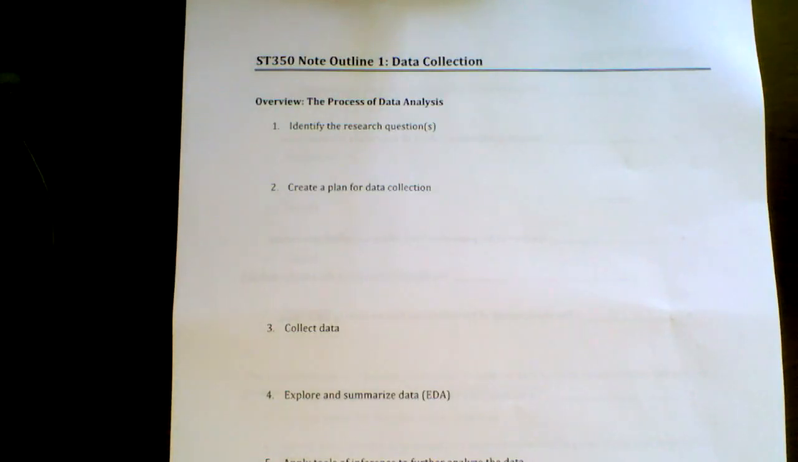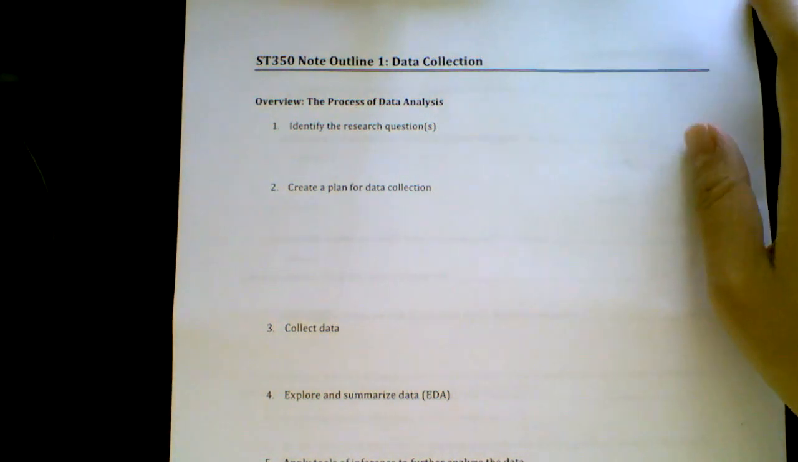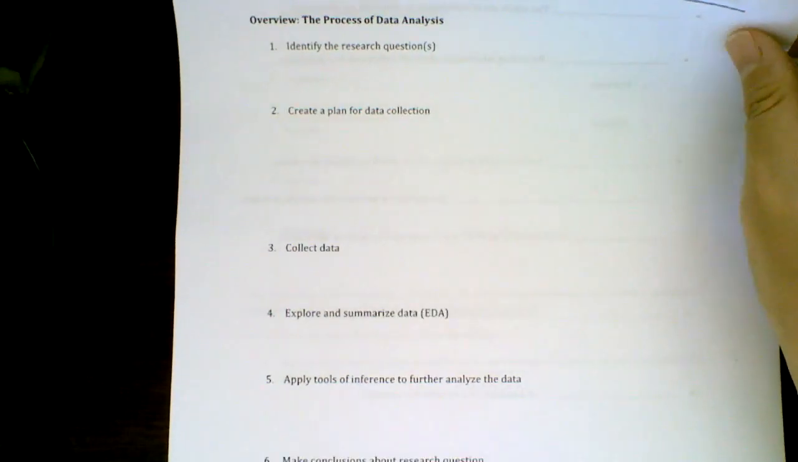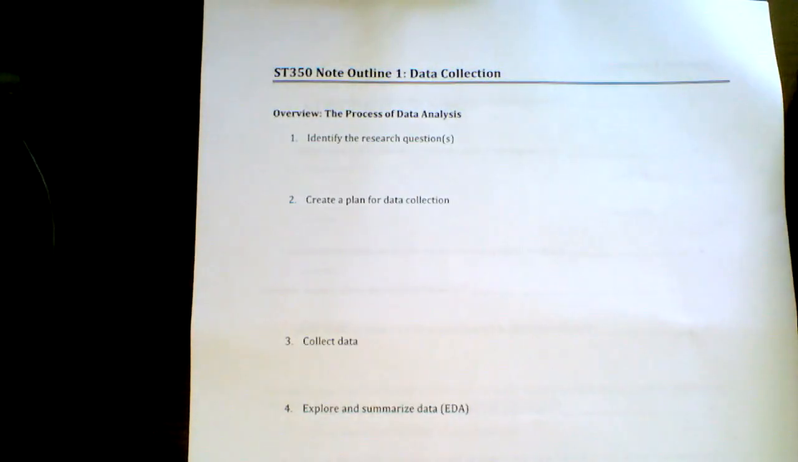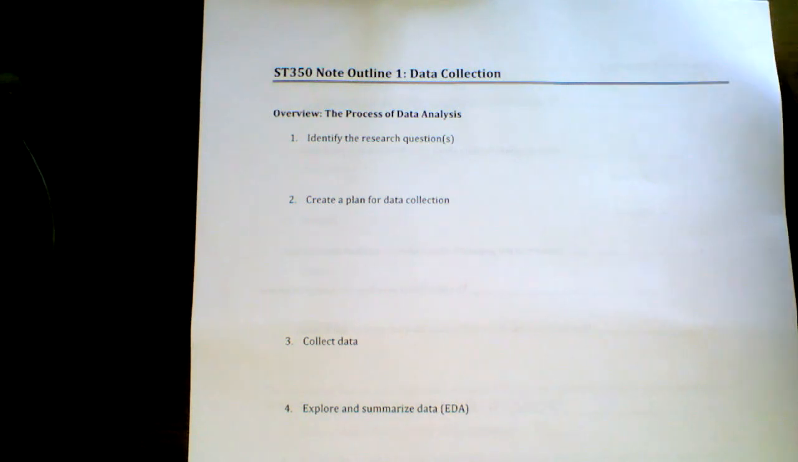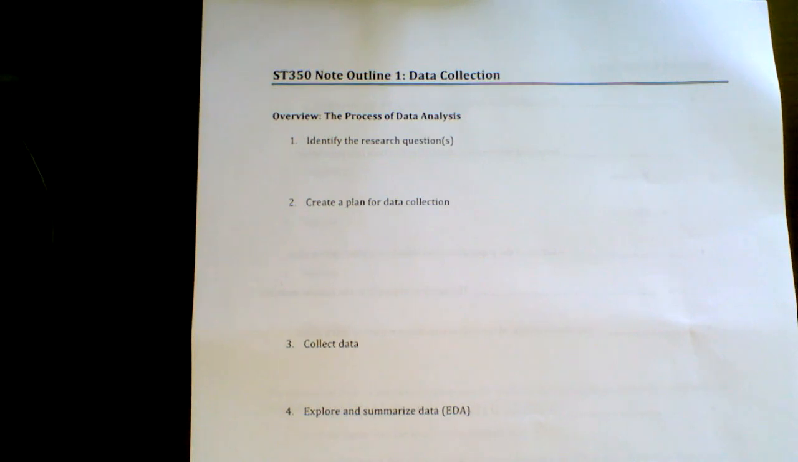Okay, so in outline 1, we are going to talk about data collection. There are generally 6 steps in the process of data analysis. We are going to briefly introduce those 6 steps, and we will talk about more details of those 6 steps throughout this semester. So the first step is to identify the research questions.